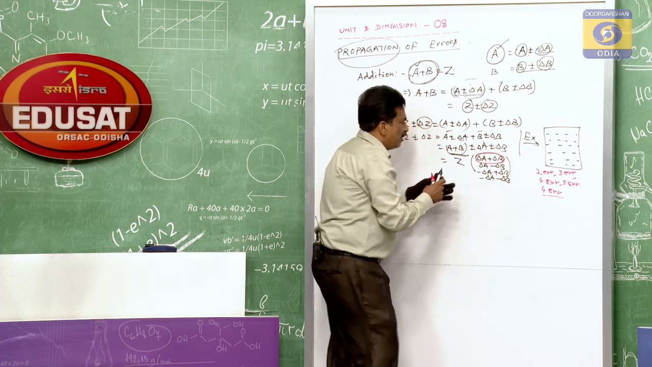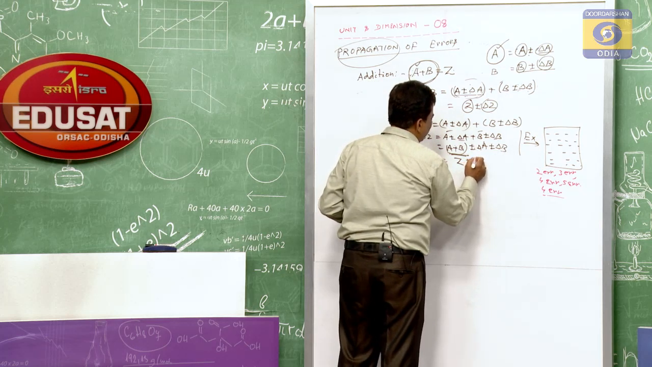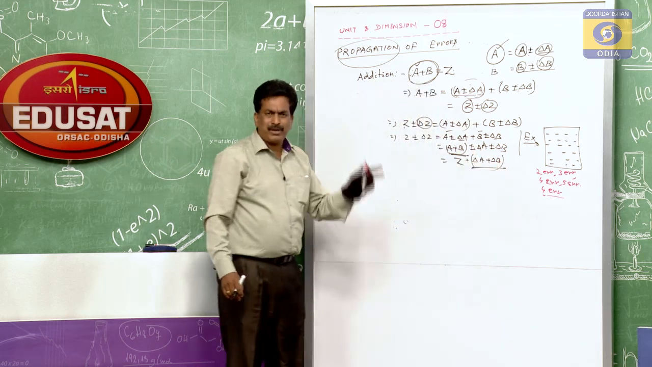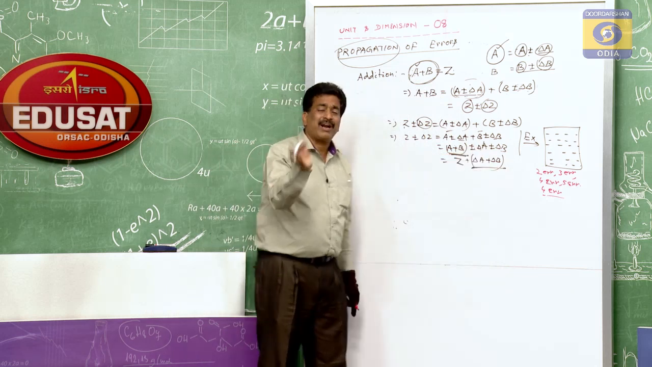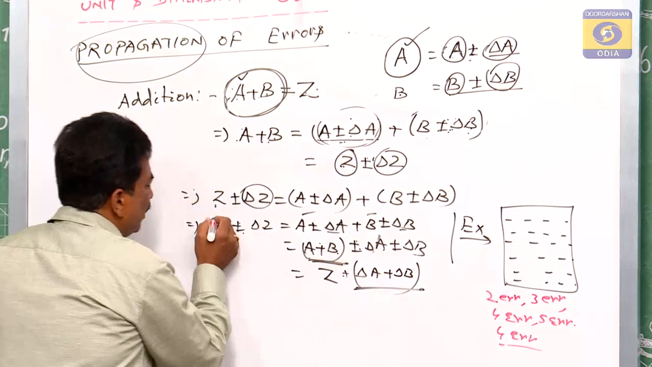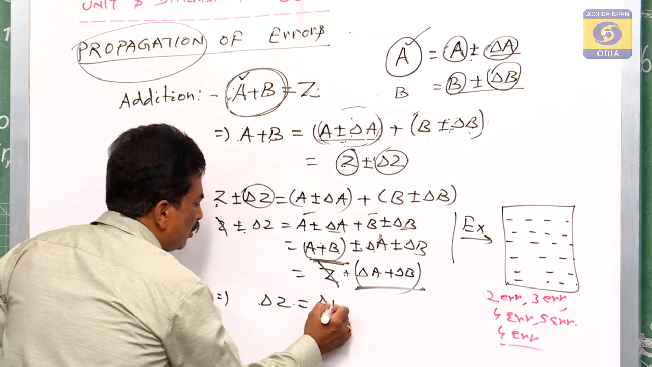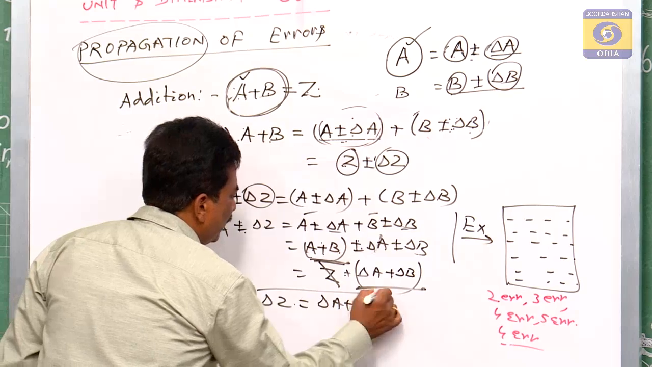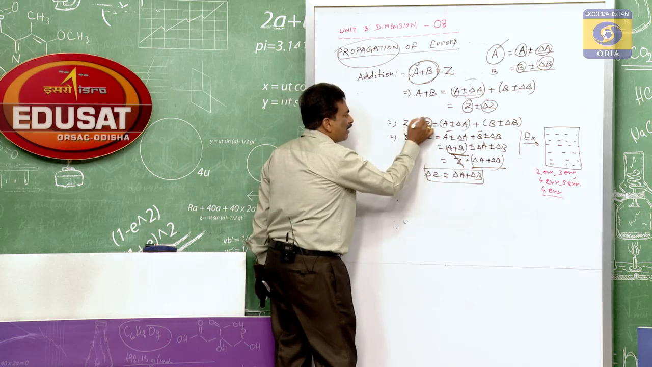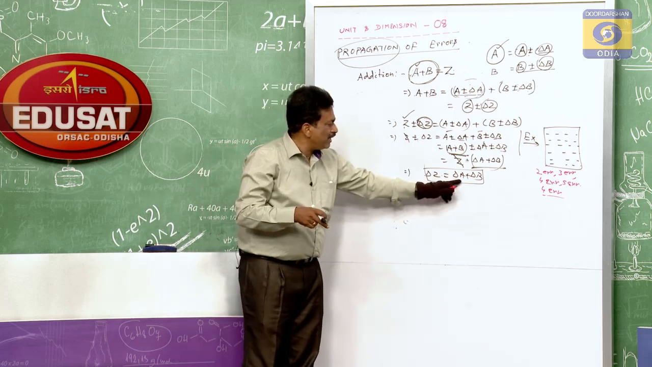Therefore, out of these 4, we have to take only the factor plus del A plus del B, because within this factor the other 3 factors will come. Are you clear, my students? So, Z plus or minus del Z is equal to this much. So, Z cancels. So, we can say del Z is equal to del A plus del B. Del Z is the error factor. The error factor of its measurement is equal to del A plus del B.